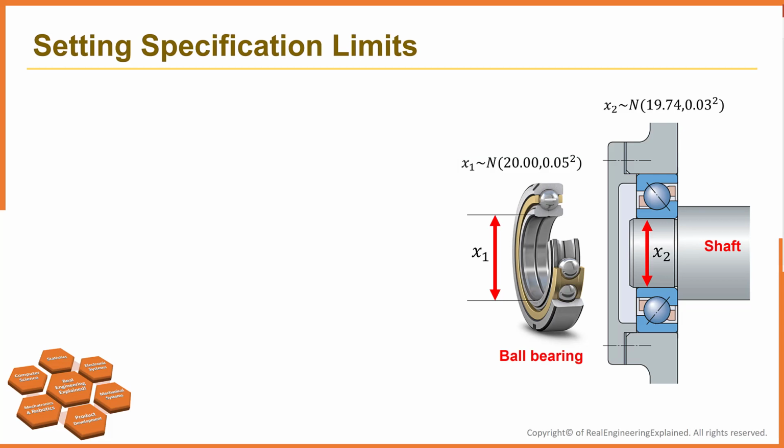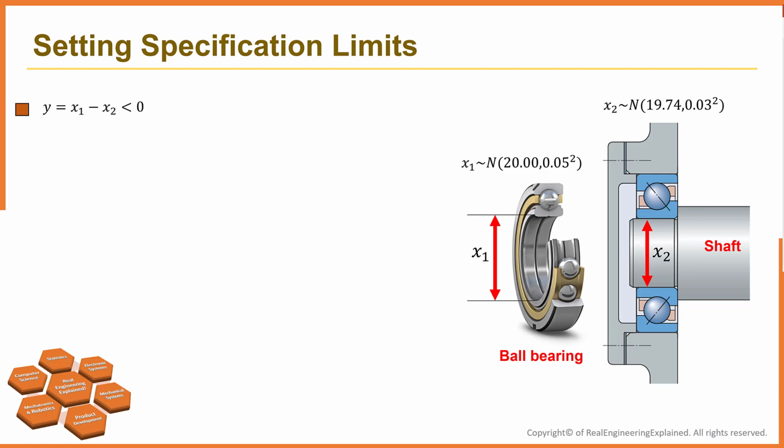The external diameter of the shaft is x2, which is normally distributed with mean of 19.74 millimeter and variance of 0.03 squared. Here is the assembly. When these two parts are assembled, it's obvious that interference will occur if the shaft diameter is larger than the ball bearing diameter. So if x1 minus x2 is less than 0, then interference will happen.